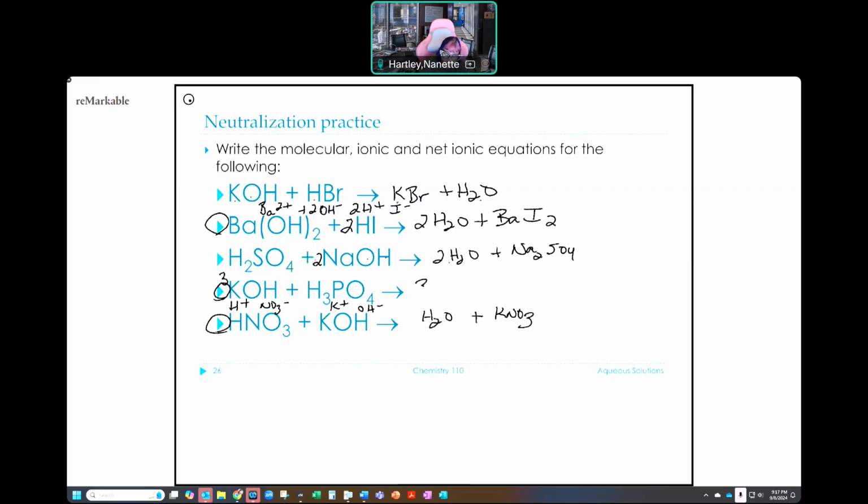I make three H2Os, and then I'm going to need K3PO4. I know that there are three of these because it's a PO4 3 minus, and that means I need K3PO4. It's just pattern recognition, and it's based on the charges that we see. That's why it looks the way it looks.